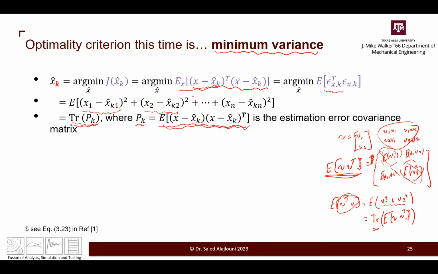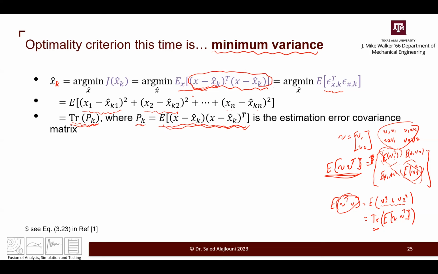V V transpose is gonna be a 2x2 matrix, right? Because our vector V is 2x1. But we want the expected value of that because it's a random variable. So the expected value of the diagonal elements gives us the variances of the individual elements V1 and V2. So let's say our cost function is going to be the sum of the diagonal elements. The sum of the diagonal elements means the trace of that covariance matrix.